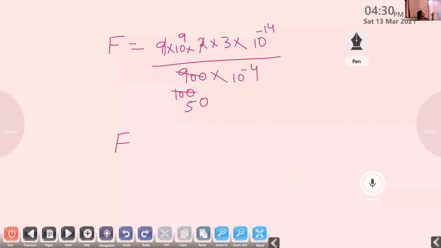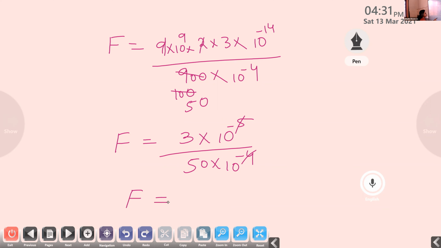So F is equal to, and what about 10 raised to 9 into 10 raised to minus 14? 10 raised to 9 into 10 raised to minus 14 becomes 10 raised to minus 5, right? So the equation becomes 3 into 10 raised to minus 5 divided by 50 into 10 raised to minus 4, right? Again, this 10 raised to minus 5 and 10 raised to minus 4 cancel.